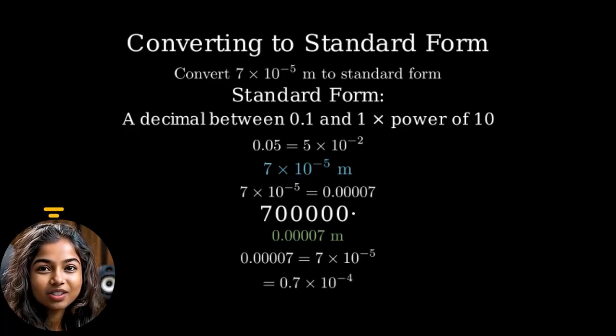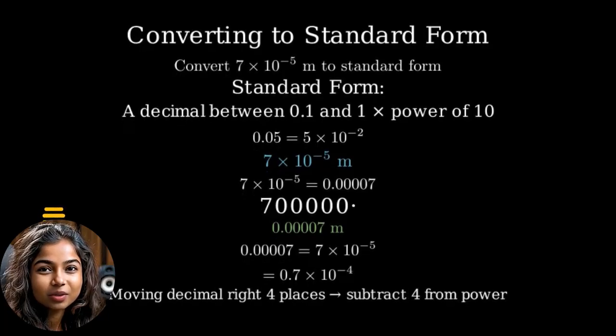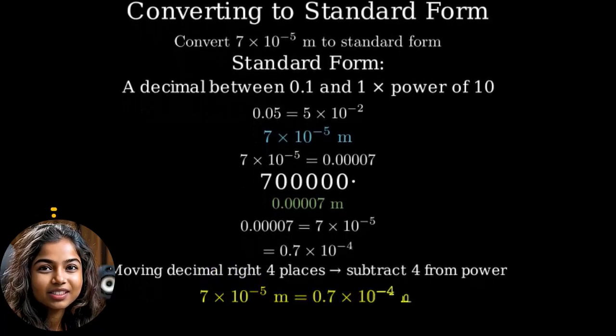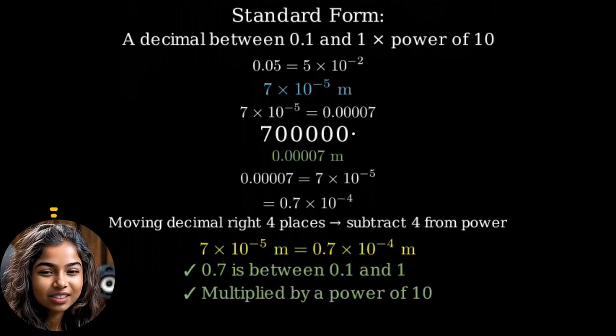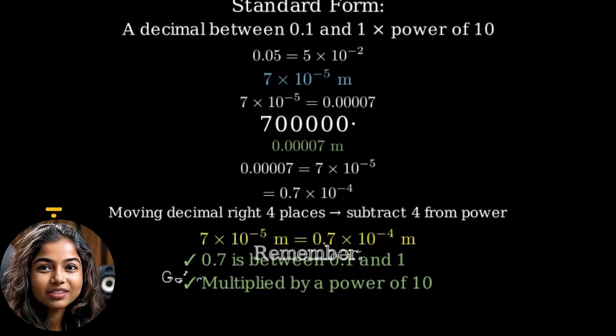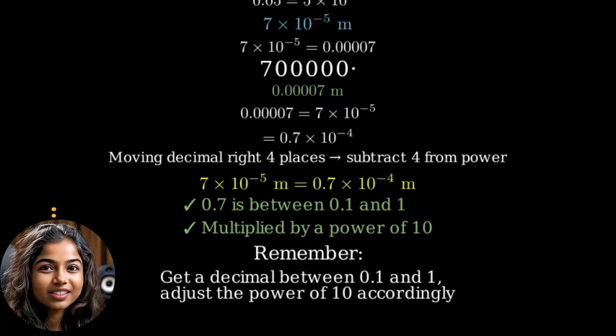Now, to write this in standard form, we need a decimal between 0.1 and 1. To get this, we'll move the decimal point 4 places right. But remember, when we move the decimal point right, we need to subtract that number from the power of 10. Therefore, 7 times 10 to the negative 5 meters in standard form is 0.7 times 10 to the negative 4 meters. We can verify this is correct because 0.7 is between 0.1 and 1, and it's multiplied by a power of 10. And that's how we convert a number to standard form. Remember, the key is to get a decimal between 0.1 and 1 and adjust the power of 10 accordingly.